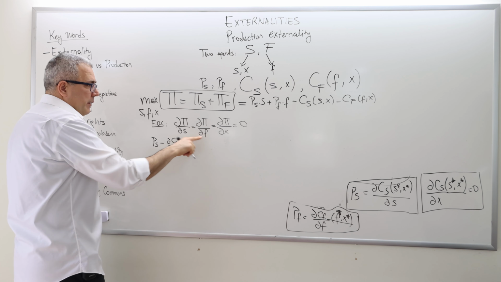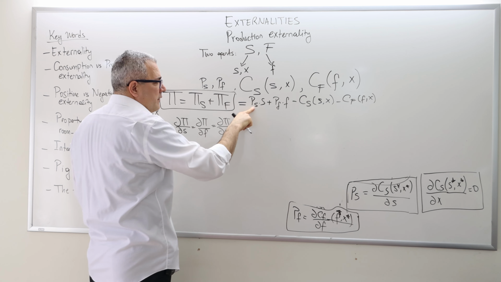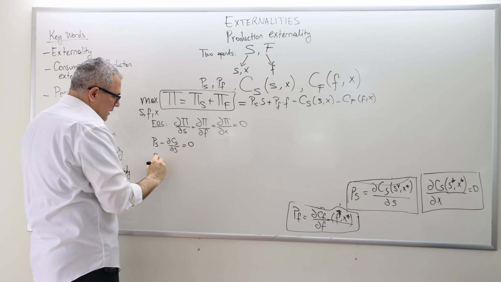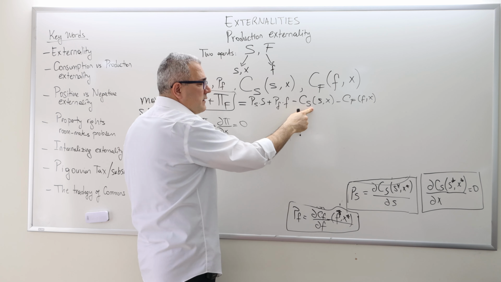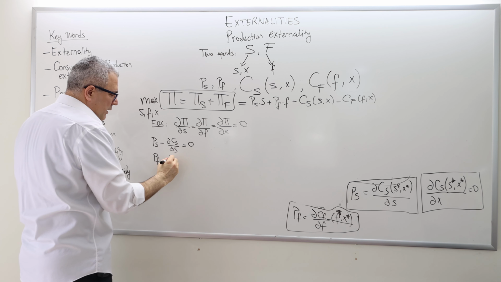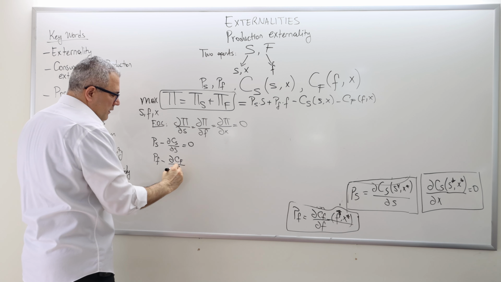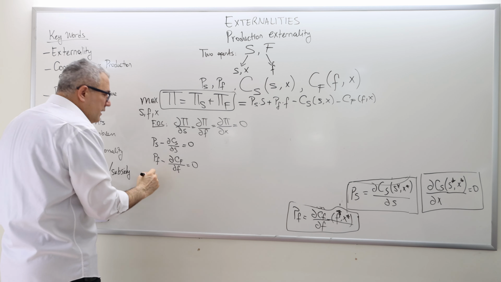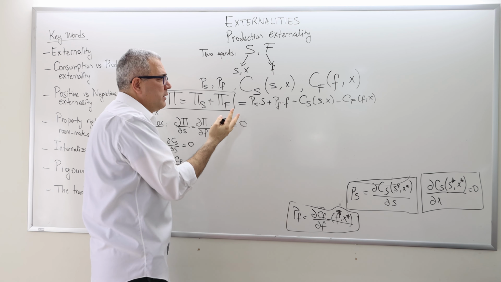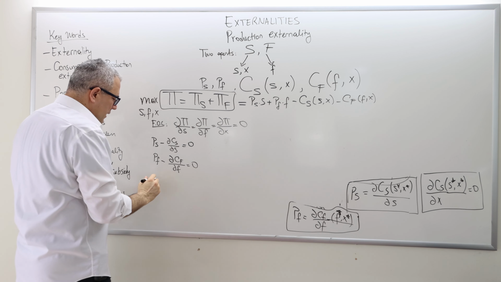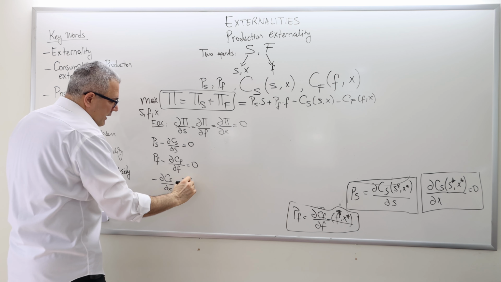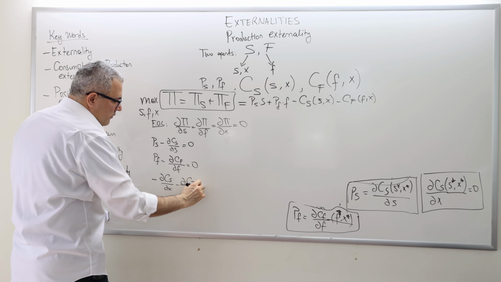The partial derivative with respect to F is going to give me PF minus the marginal cost of the fishery. So it's equal to 0. And then finally, the derivative with respect to X. So the revenue doesn't depend on the pollution. Only the costs will depend. So it's minus del CS del X minus del CF del X equals 0.